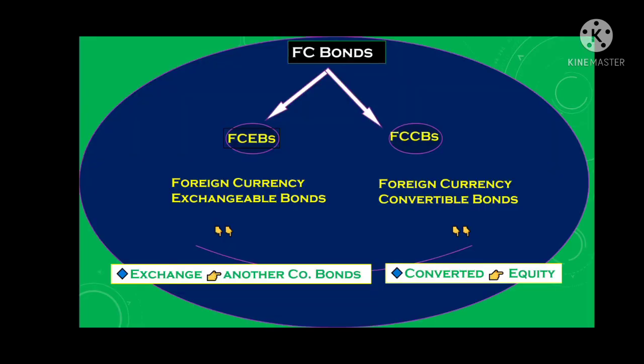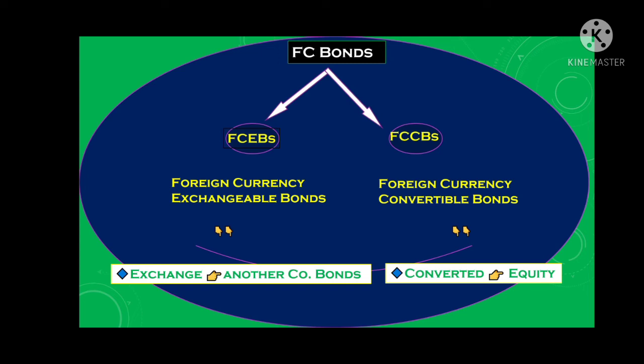Now we will talk about the FC bonds. FC stands for foreign currency bonds, meaning those bonds which are issued in a foreign currency. It can be a dollar, it can be a euro, it can be a GBP, it can be any other foreign currency. Right? So basically, one can raise ECB in the form of foreign currency bonds also. These types of bonds are FCEB and FCCB.